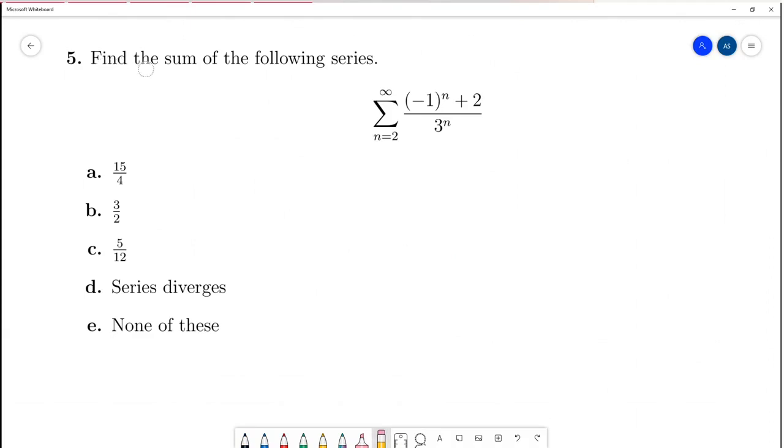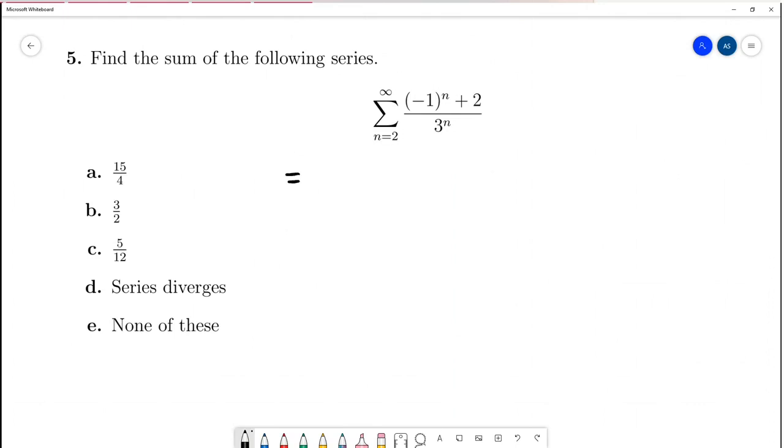On question 5, we want to find the sum of the following series. We have the sum of n equals 2 to infinity of ((-1)^n + 2) over 3^n. When I initially look at what I'm trying to take the sum of, it doesn't look like one of my standard converging series like the geometric series. So what I'd like to do is start to write out some of the terms so I can see if there's a pattern.